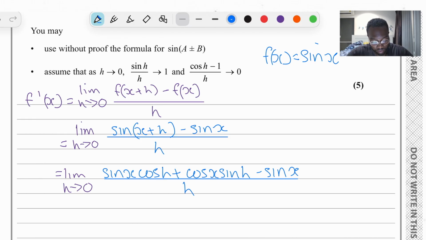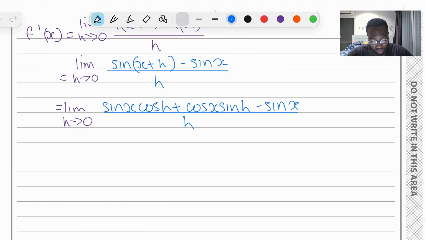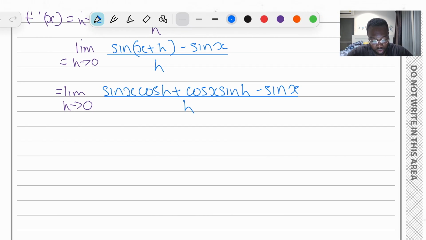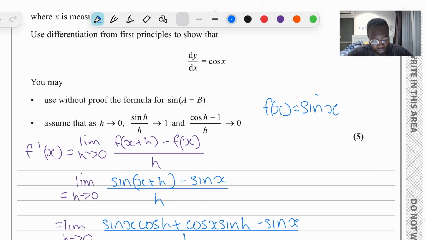Okay, so now that we've done that, as you can see, there's a lot of things we can do here. I think the best thing you can do is we want to get it in this form, where we have sine h over h and cos h minus 1 over h. Because if we can get it like that, then when we tend everything to 0, we can just change those values. So how can we get it in that form?